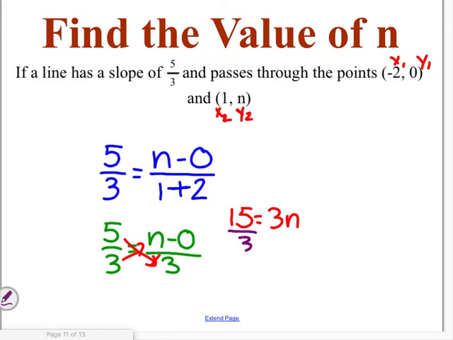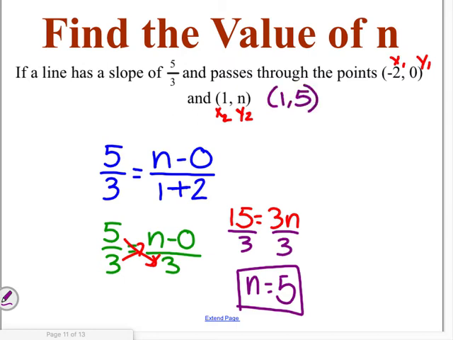Finishing this out, divide both sides by 3, and n is equal to 5. So that would mean this ordered pair up here is 1, 5. If you wanted to, you can always go back and double check that with your points now and say y2, which is 5, minus y1, which is 0, over x2 minus x1, which checks out to 5/3. So you can always plug your answers back in to check that you are correct.